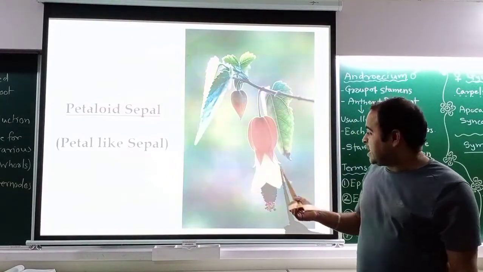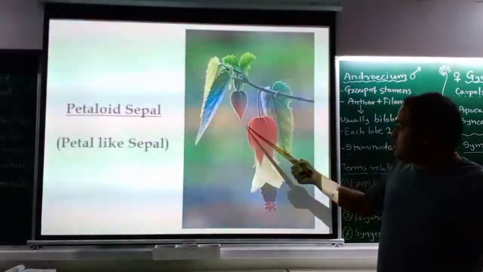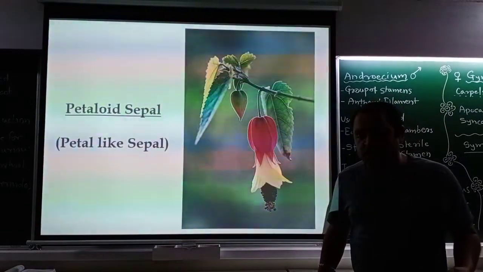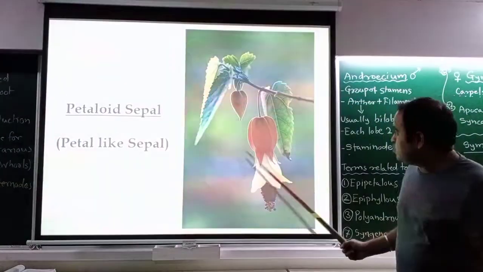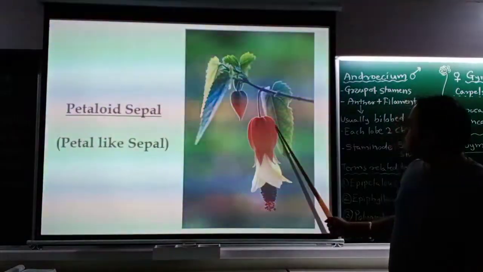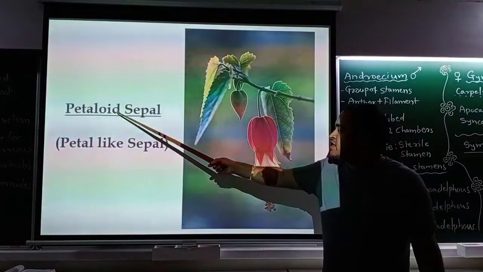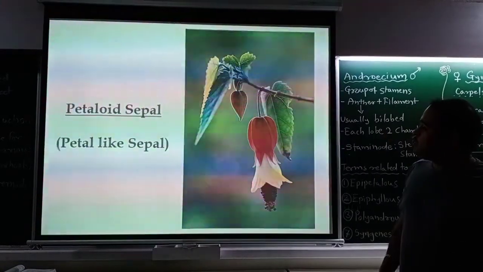Now it's time for fertilization or maturity. So at that time this particular green structure converts itself into a red or colorful structure to attract maximum pollinators. So this is how nature's modification is great, and it is called a petaloid sepal. I think we can go for the next one.